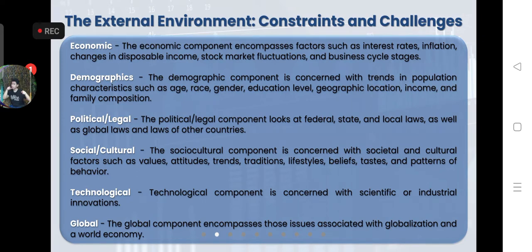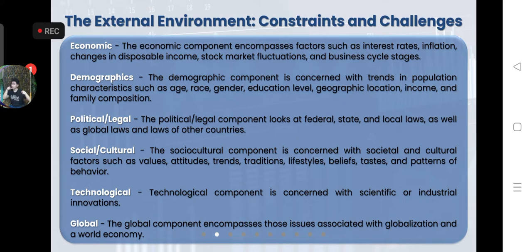So next is the technological. The technological component is concerned with scientific or industrial innovation. In the technological factor, the internet is a great example of how technology has a major impact on the performance and results of organizations, and on how managers are able to succeed or not succeed in running their organization.